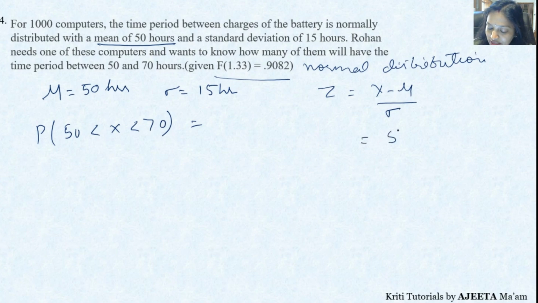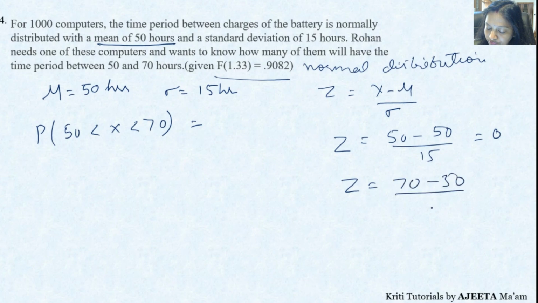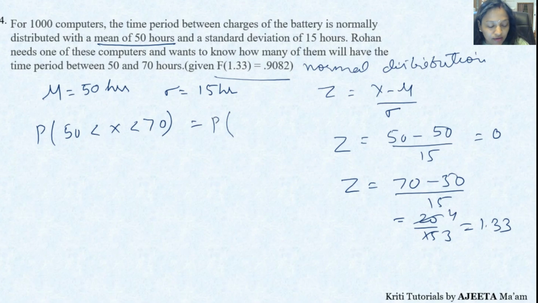So now when your X is 50, correct? So then we have to find Z score corresponding to it. Which is coming out to be 0. When X is 70, what's your Z score coming out? 20 upon 15, that is 4 upon 3, that is 1.33. So basically we can convert it into Z score and get the answer, correct? So here the Z score is coming 1.33.